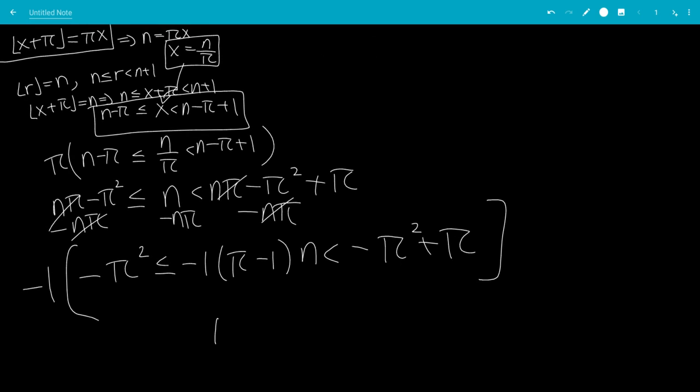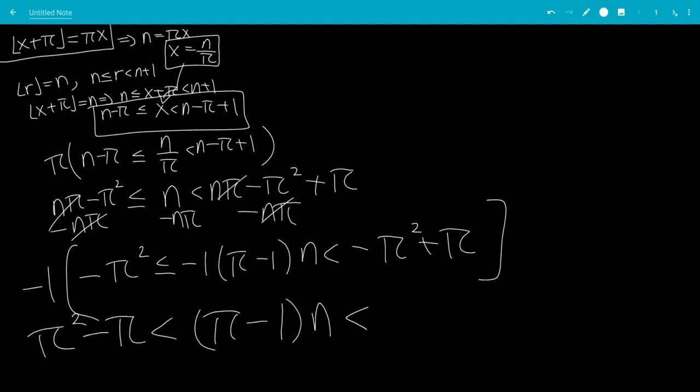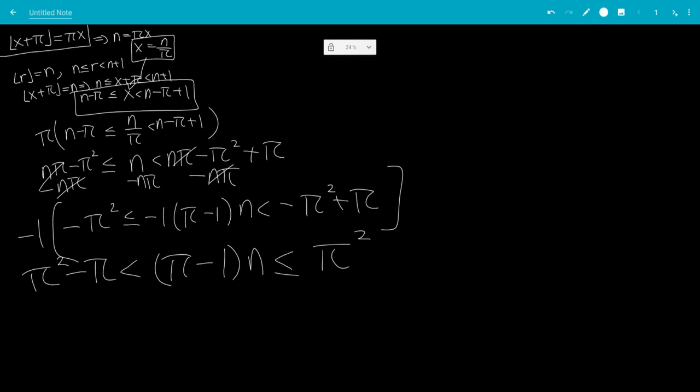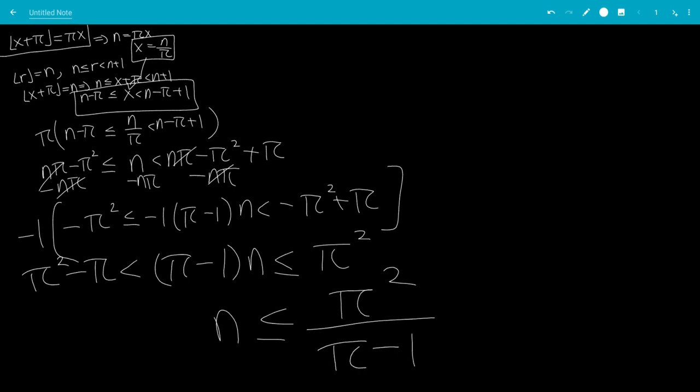So in the center, we're going to have pi minus 1 times n. On the left-hand side, now it's greater than, so this will flip and go to the left-hand side, so that'll be pi squared minus pi. And then this will be less than or equal to, this will flip to the right-hand side, but it'll be negative, so it'll be pi squared. Okay. So now we can divide by pi minus 1 because it's positive, so we have pi squared minus pi over pi minus 1, less than or equal to n, less than or equal to pi squared over pi minus 1.